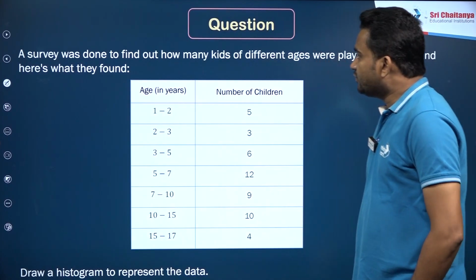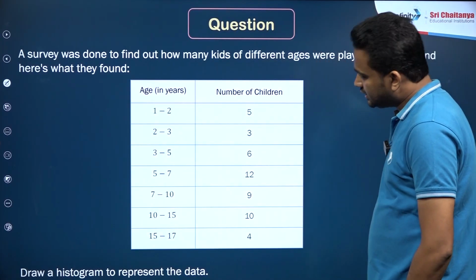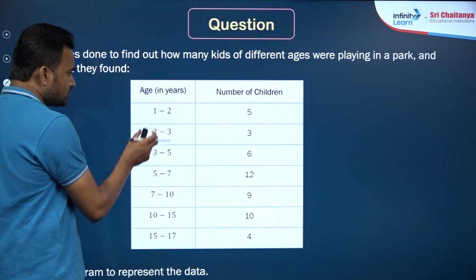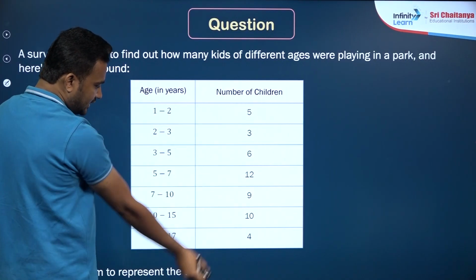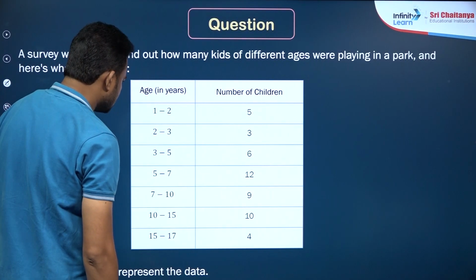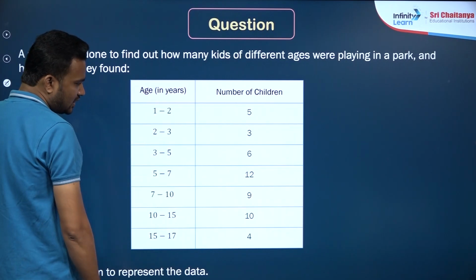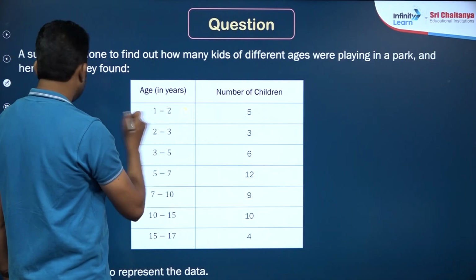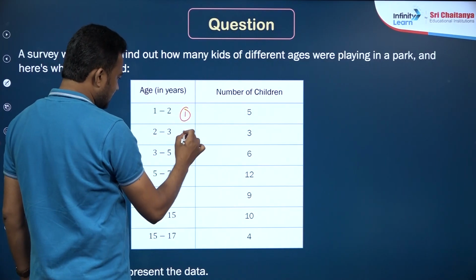A survey was done to find out how many kids of different ages were playing in a park, and here is what they found. So age group of 1 to 2, how many children are there? 5. And yeah, the data is given. Simply we have to draw the histogram. So this is in exclusive form: 2, 2, 3, 3, 5, 5, 7, 7. But let us find the class size. So 2 minus 1 is 1. So the class size is 1.